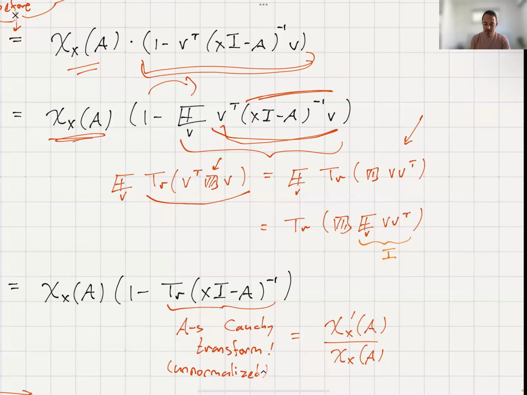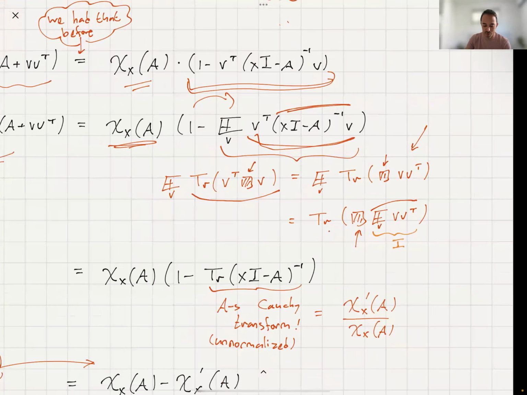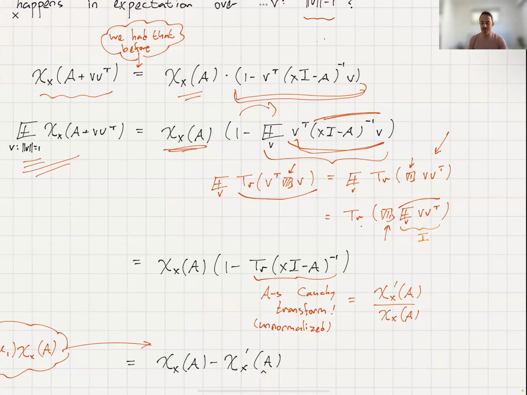And now, the trace is linear, so I can switch the order of trace and expectation, really. So you have the trace of the expectation, but the matrix that I'm ignoring does not depend on V, so I'm just writing it here. And then I'm taking the expectation of V V transpose. And if you think about it, it's just the identity, because V is uniform over all vectors of unit length, that really means that the expectation of this thing is the identity.